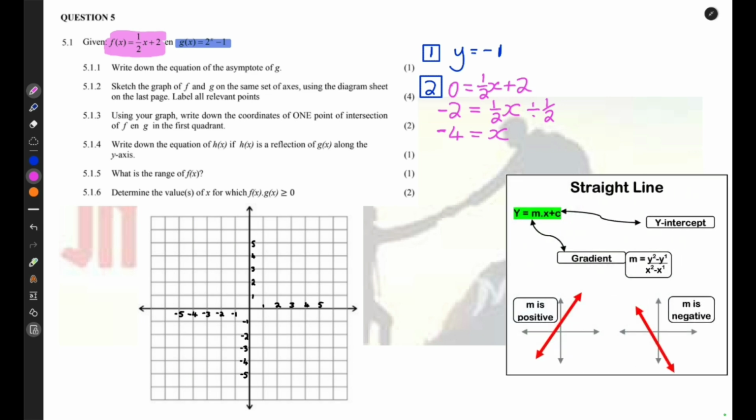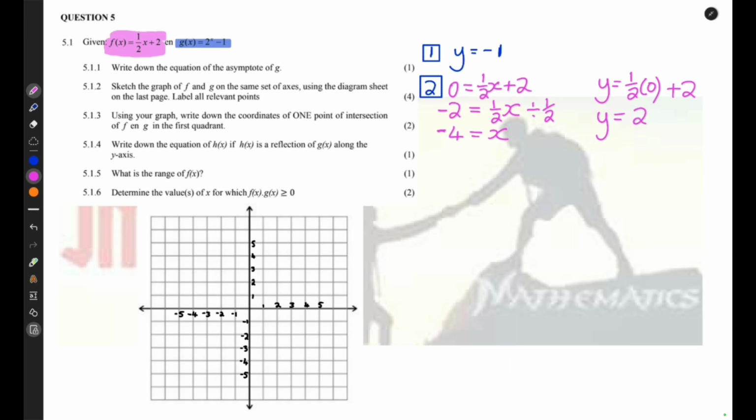Remember, the equation of a straight line is y is equal to mx plus c, and that c value is the y-intercept. So I can also make x 0 by saying a half times 0 plus 2. But like I said, the value at the end is the y-intercept because it is the c value. Now, I can just go and make a dot where x is -4 and where y is 2. And then I can connect them.